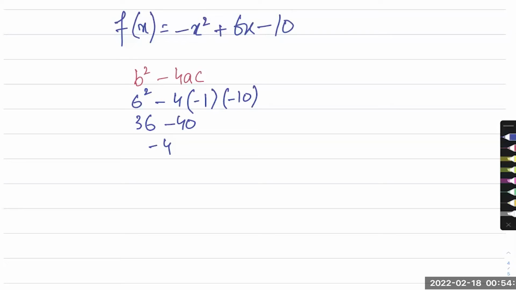Okay, what will the shape be like? Will it be a U or will it be an N? Sir, sad face. It will be a sad face, yes, because this number is negative.